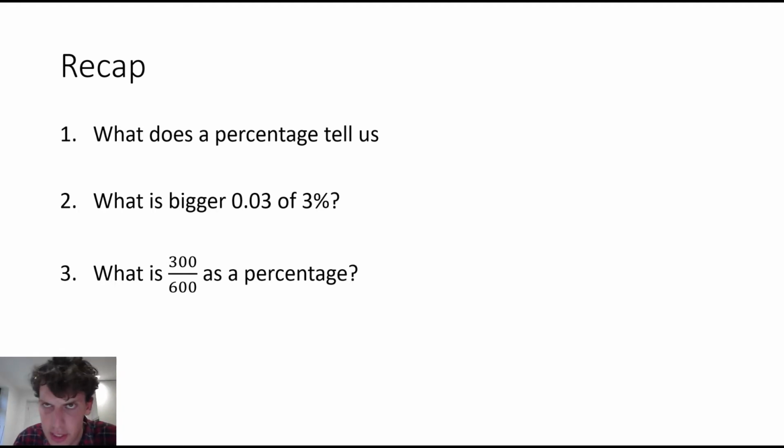The first one is, what does a percentage tell us? The second one is, what is bigger, 0.03 or 3%? And the third one is, what is 300 over 600 as a percentage? So under the LI and date, please complete this. Please pause the video, complete the task, and then press play when you are ready to move on.